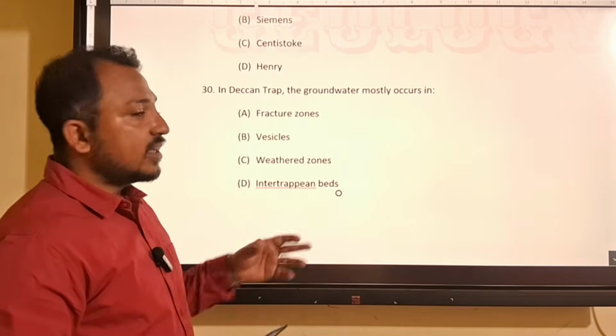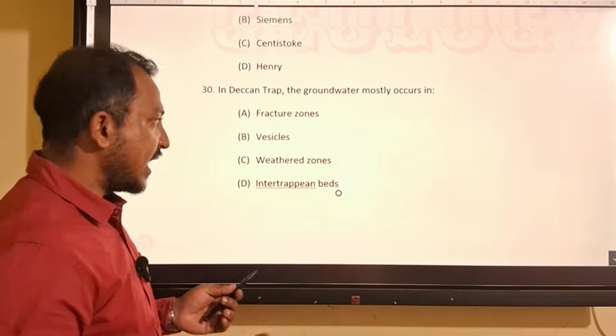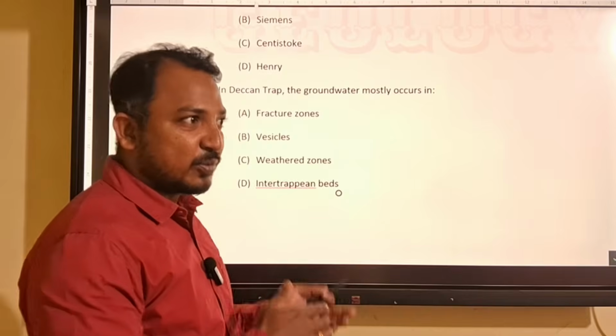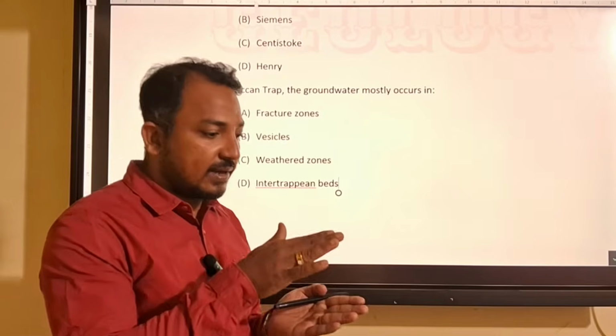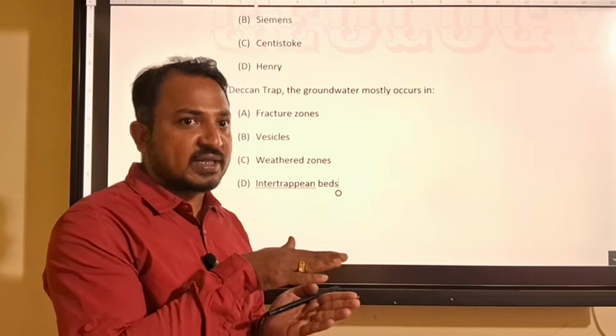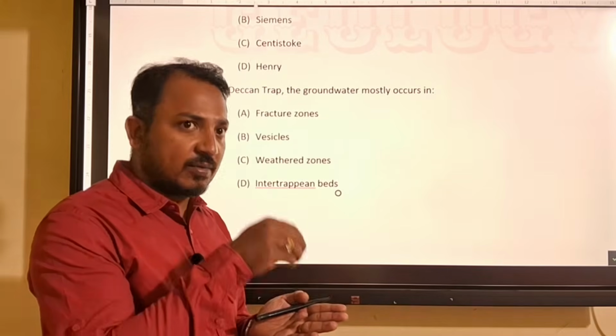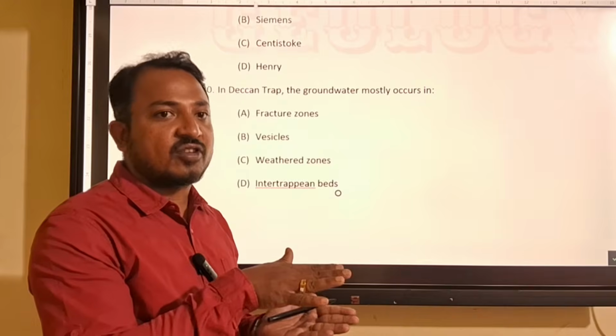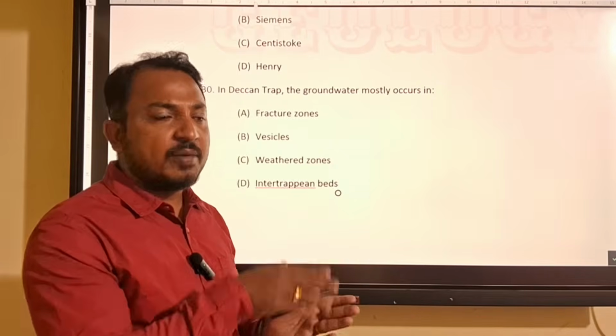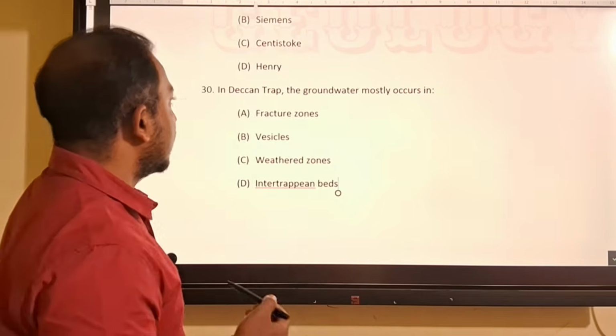Then intertrappean beds are sedimentary beds, so they can also contain water if they are exposed to the surface, because they are sandwiched between two basaltic layers. If the basalt is more fractured or vesicular, then water can percolate. If it is crystalline, then water cannot enter the intertrappean beds.